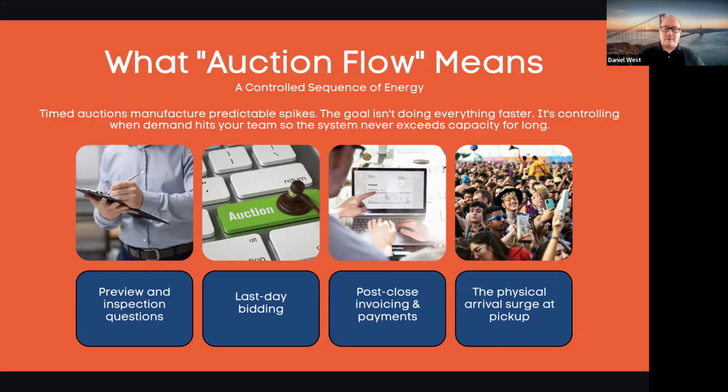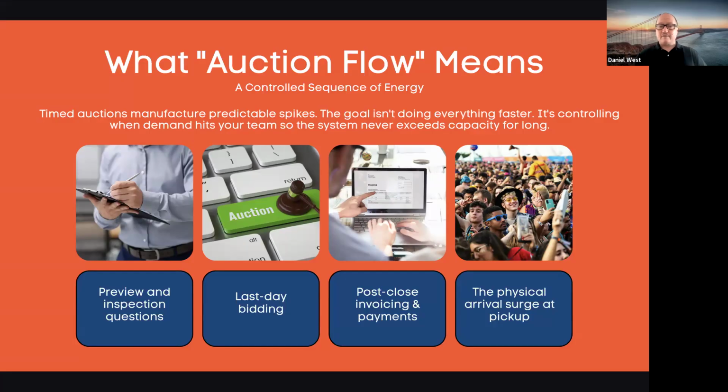That's my fault. But anyway, what we're talking about here is a controlled sequence of energy, right? That's what we mean by an auction flow. And one of the cool things about timed online auctions is that it's going to create these predictable spikes in attention and in need from your customers, from your bidders. And so it's not just about speed, trying to get through everything, right? It's about controlling how the demand meets up with your resources, with your team, so that you don't get the whole system bogged down where the demand is greater than the resources that you have. That's where this planning comes in.